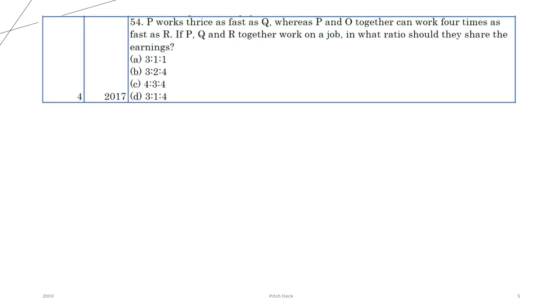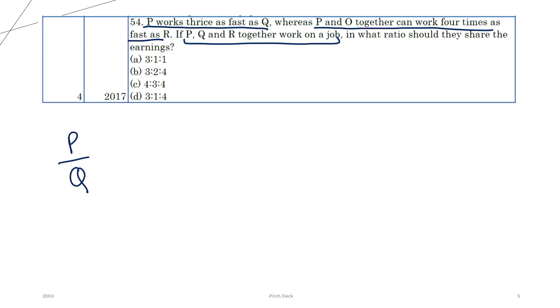This is another question. They are asking you that P works thrice as fast as Q, and P and Q together can work 4 times as fast as R. If they are working together on a job, in what ratio do they share their earnings? Now let's see. Say P and Q are 2 people and P works 3 times as fast as Q. So P by Q is 3 ratio 1.